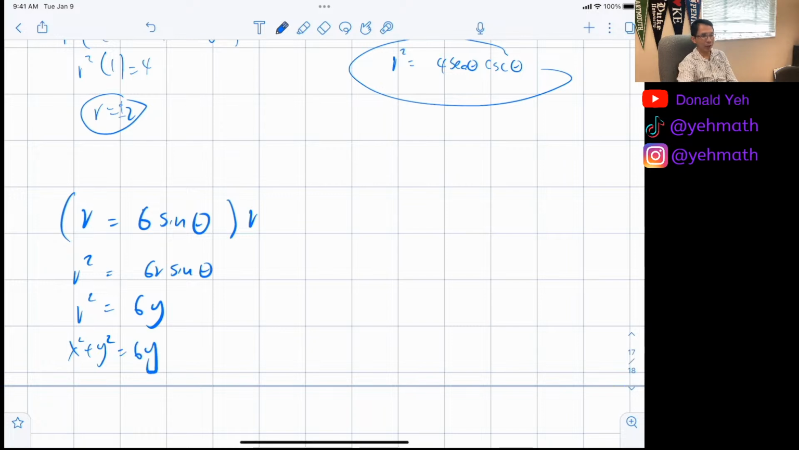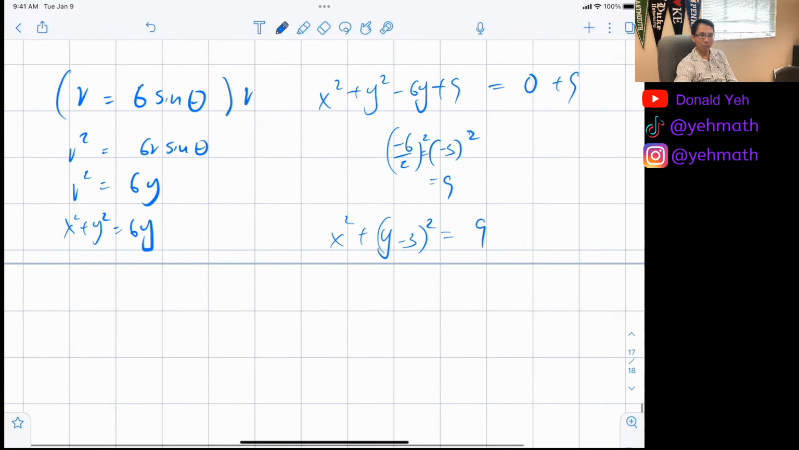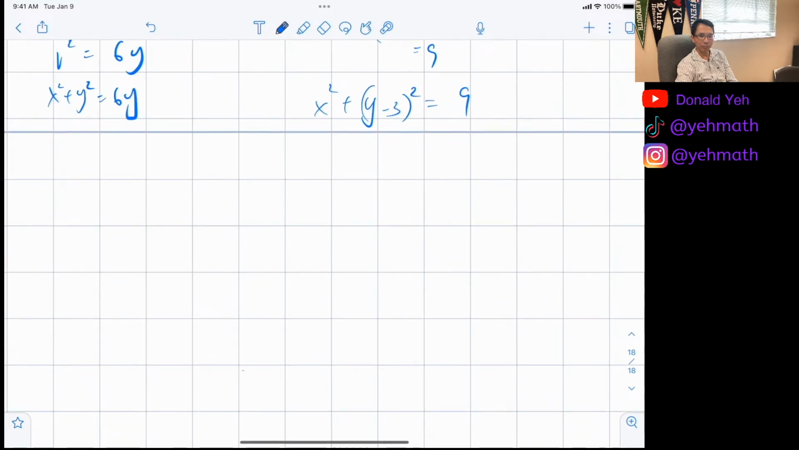Now what's cool is this. You can move to the other side. Okay, complete the square. Oh wait, dude is completing the square right now. So I can add 9 on both sides. So that's going to be x squared plus y minus 3 squared is equal to 9. So it's actually a circle.